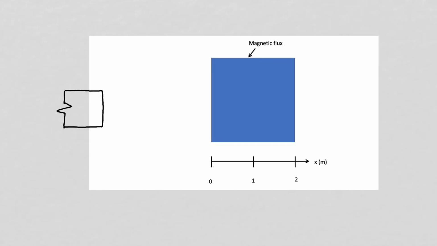Lenz's law is a qualitative description of electromagnetic induction, whereas Faraday's law is a quantitative description. We will use Lenz's law to understand qualitatively what happens as our circuit moves into the magnetic field region and then out of the magnetic field region. This will also help us to understand the statement of Lenz's law.